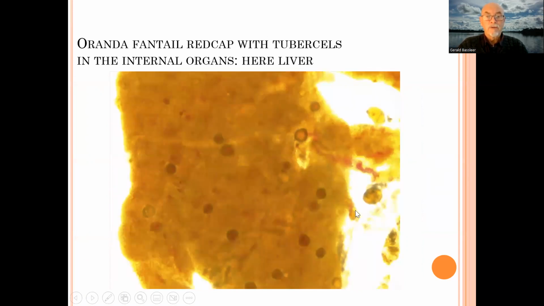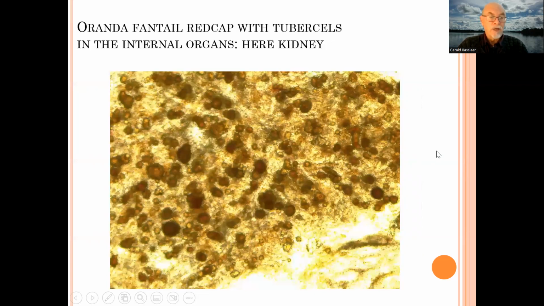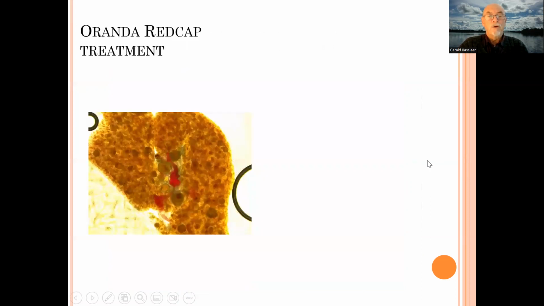Also in the liver, taken away healthy tissue. Many in the kidney. That's the terrible condition of the kidney. And that's why also the gill starts to suffer, because the gill has to take over the work of the kidney that is not doing its job anymore.